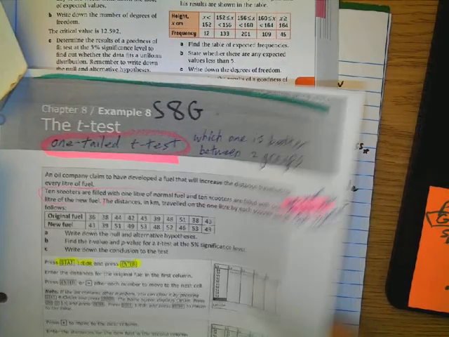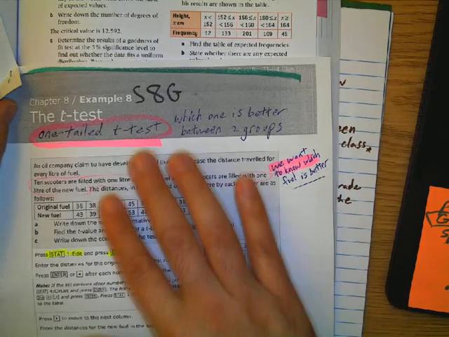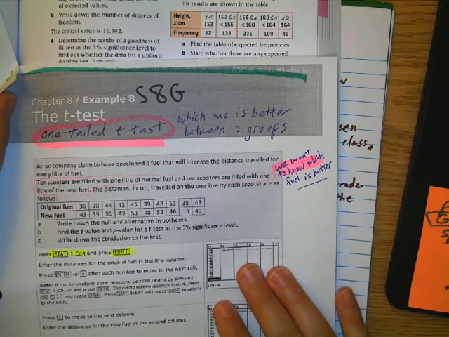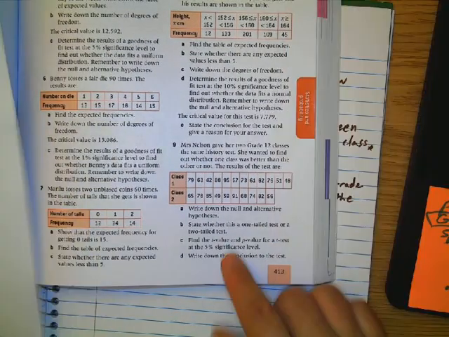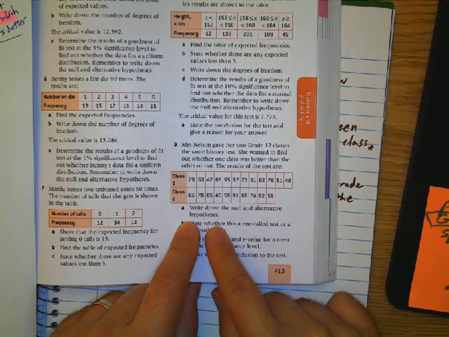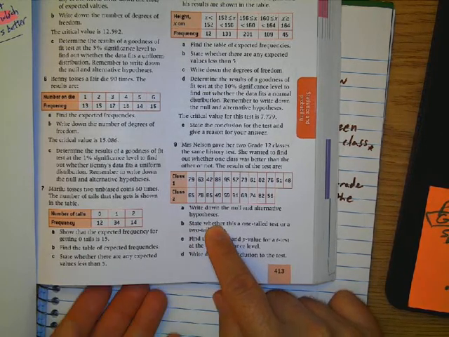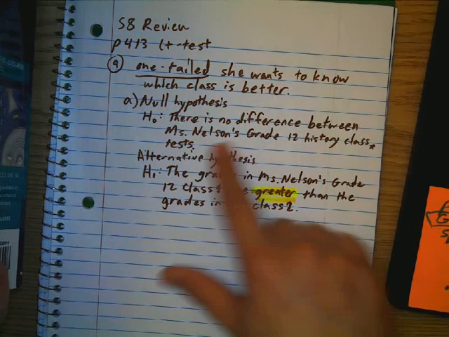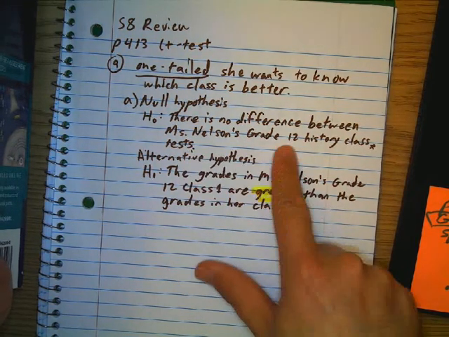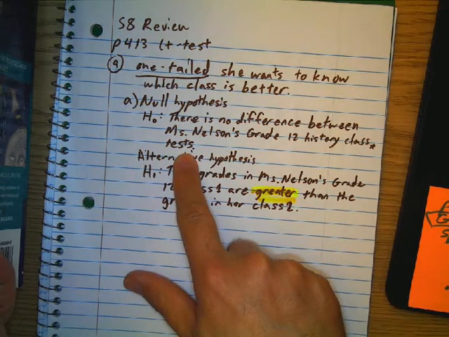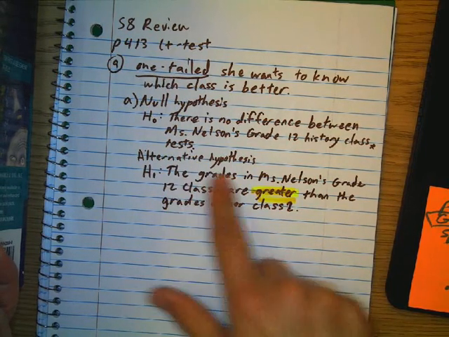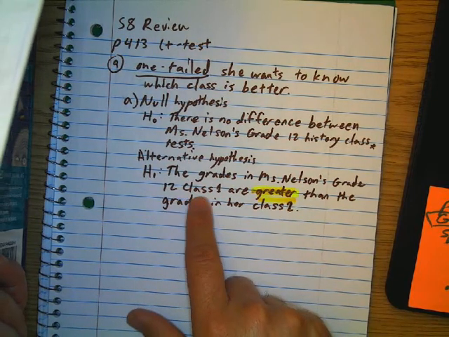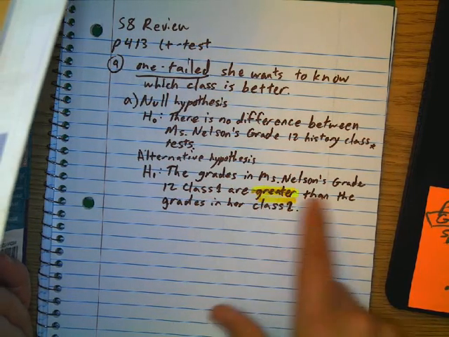Okay, so I hope you've printed out or at least have access to the calculator instructions that are in Canvas here. So write down the null hypothesis and the alternative hypothesis. The null hypothesis says that there is no difference between Miss Nelson's grade 12 history classes. The alternative hypothesis says the grades from Miss Nelson's period 1 are greater than the grades from period 2.